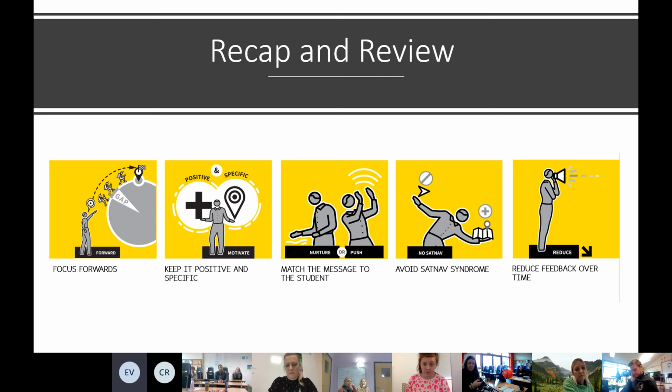So very quickly, last week we started learning and thinking about feedback in action, and we listened to David William and we worked through our walkthrough books. Just to quickly recap, we looked at how we can focus forwards with feedback, how we must keep it positive and specific, how we have to match the feedback message to the student, whether we're nurturing or whether we need to push that student a little bit more, how we're avoiding the sat-nav syndrome, and how we're reducing feedback over time.